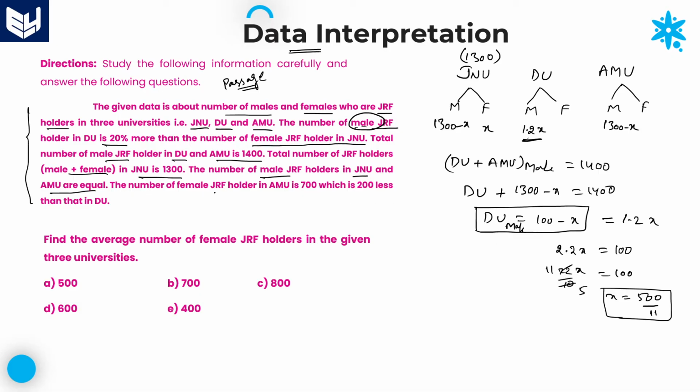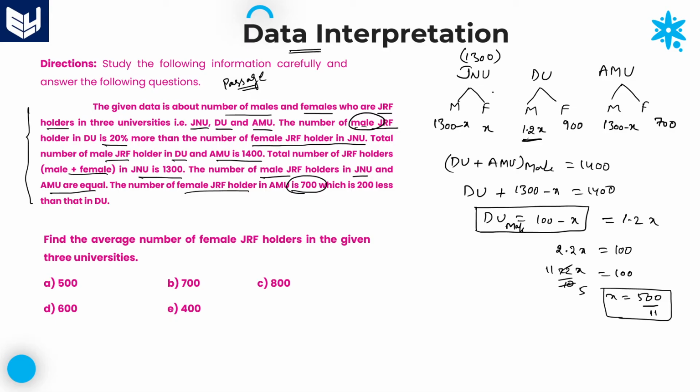And next, the number of female JRF holders in AMU is 700, which is 200 less than that in DU. DU females are 200 more than that of AMU. Why? Because AMU female JRF holders are 700, and this particular value is 200 less than that value. So this value becomes 900. Now we got all the values. Once look at all the values, see here.